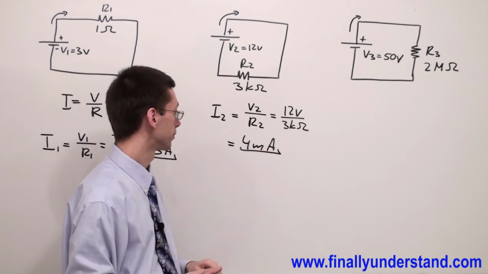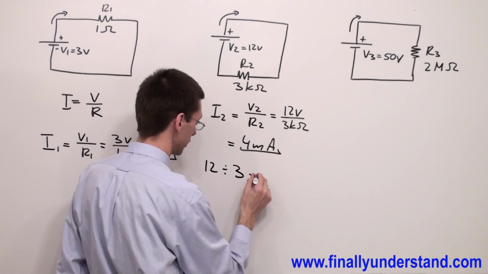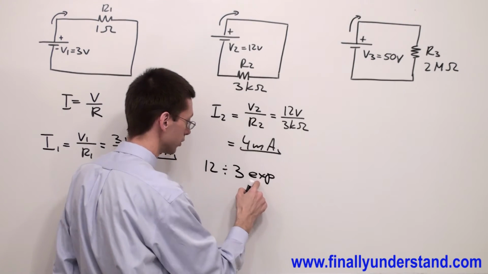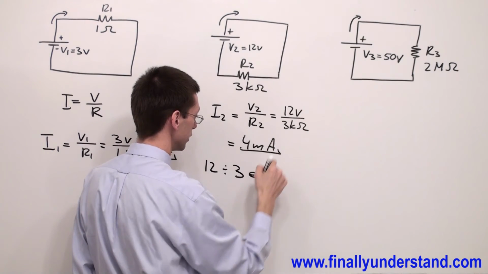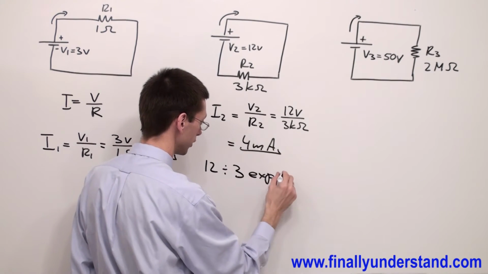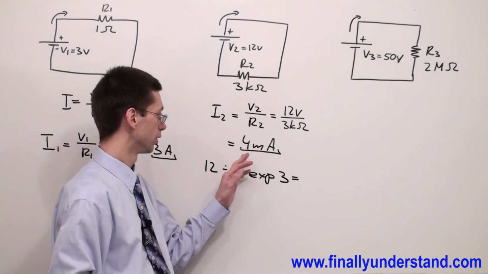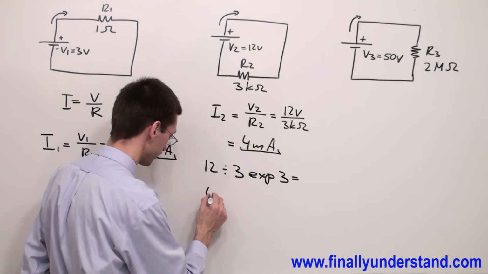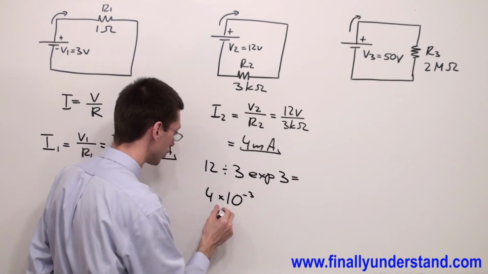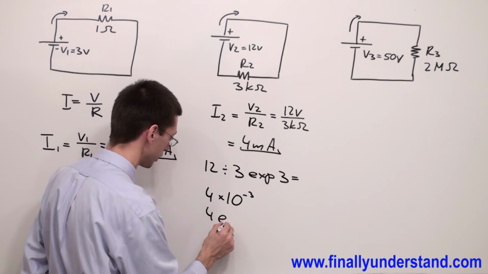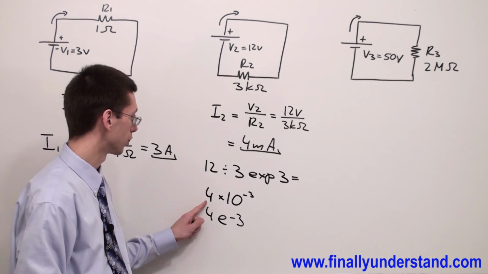Simply type 12 divided by 3, exp, if you have this button, or double E button, and we said kilo represents 10 to the third, you have to press exp 3, and after that press equal. You are going to see answer like 4 times 10 to negative 3, or you are going to see something like this, 4e negative 3. It means that we got 4 milli.